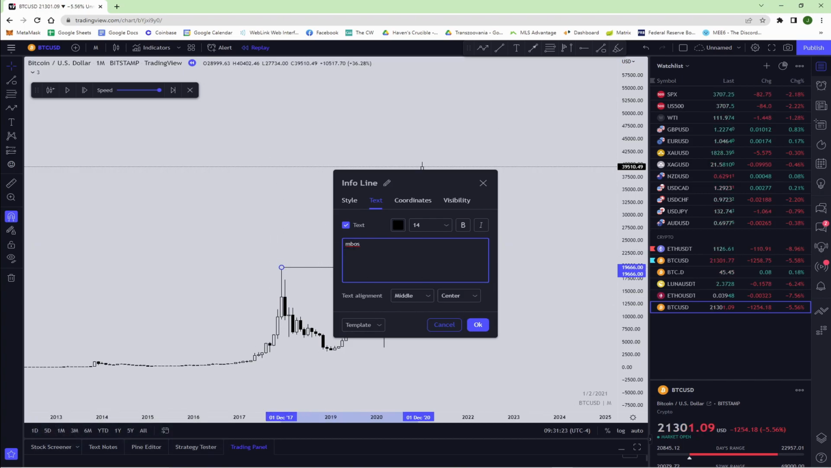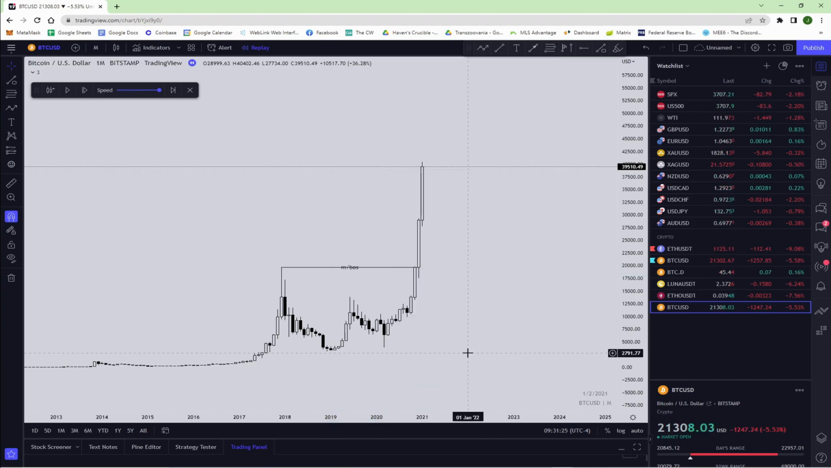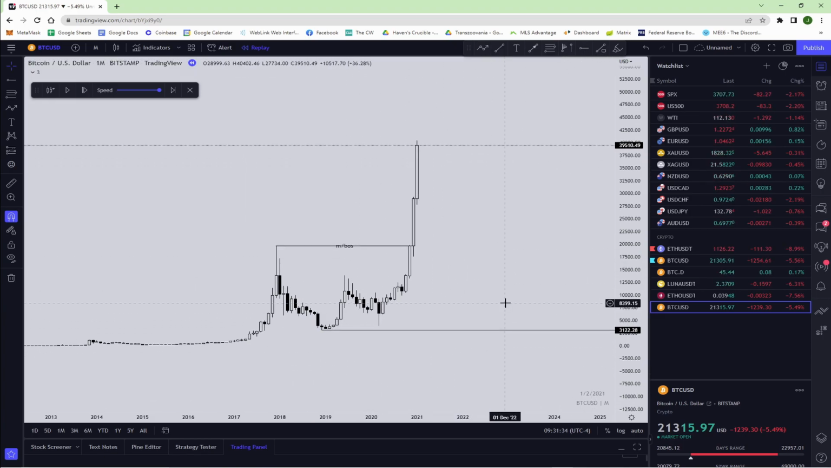Well, you do it like that. Monthly break of structure. So where's our low? Where's our monthly low at this point? Our monthly low at this point is 3,122 and 28 cents. That becomes our monthly low. So we're going to go ahead and put that on there.